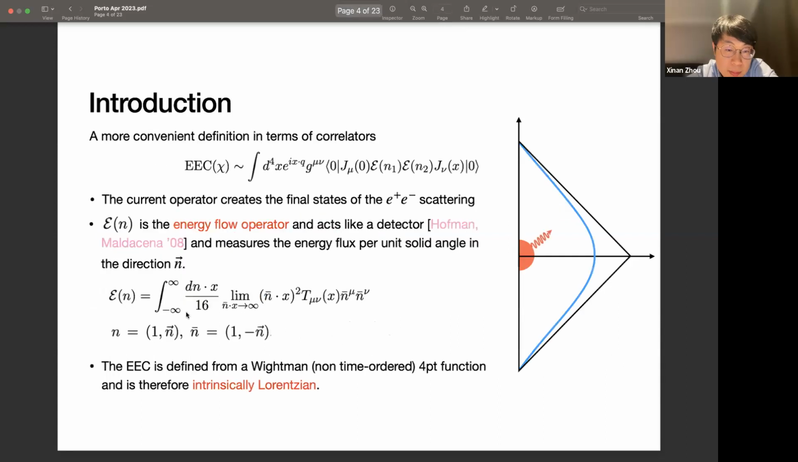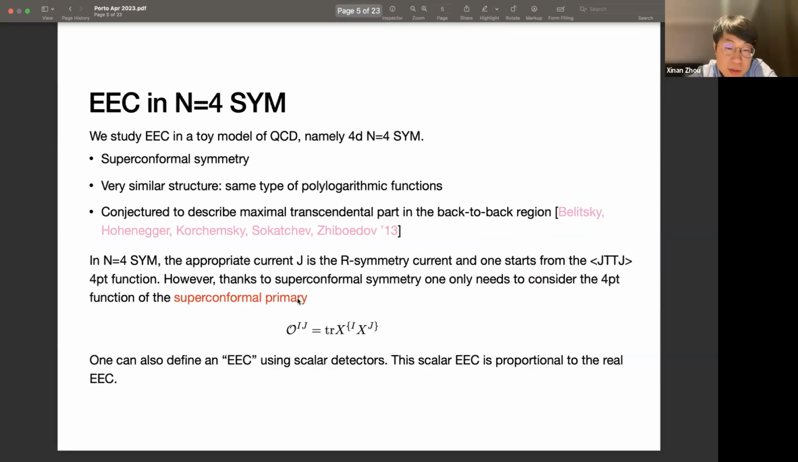Similar to the energy flow operator, we can also define some scalar detectors in terms of this 20' operator. I will be more precise later, but the upshot is that the scalar EEC, where you measure the scattering using scalar detectors, is actually proportional to the real EEC, which is defined in terms of the stress tensor. So let me briefly recap. Because of superconformal symmetry, the problem is very much simplified, and we only need to look at the 4-point function of four of these 20' operators.